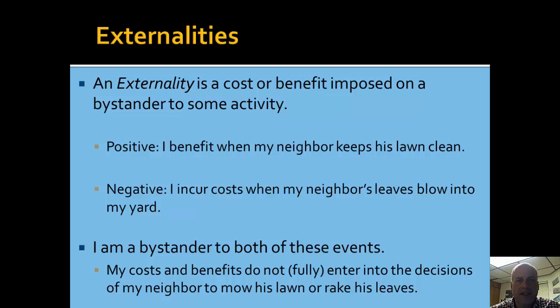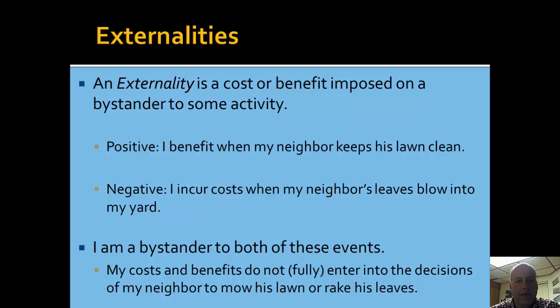The topic of this lecture, though, is externalities, and what we want to do first is to define an externality. An externality is a cost or a benefit imposed on a bystander to some activity. That is, there's somebody who's not a willing participant in the activity, but they're affected by it. They either suffer a cost or enjoy a benefit.